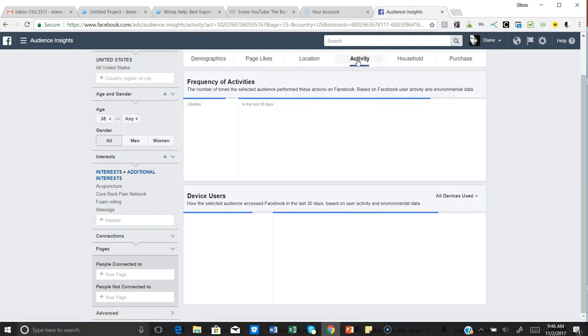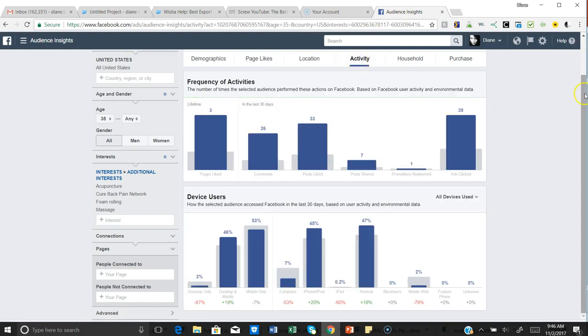Let's go over to activities. Remember, we're building this person persona. So, let's see here. The number of times that this group of people perform these actions on Facebook. This isn't going to give you a lot of data right here. It's really interesting, though. The only reason you would look at this is to say, is it even worth it for me to advertise on Facebook to this group?